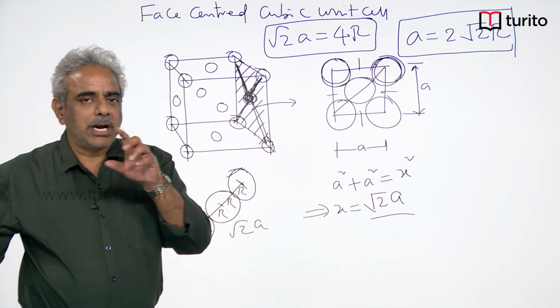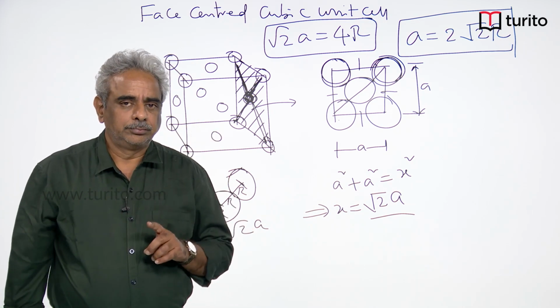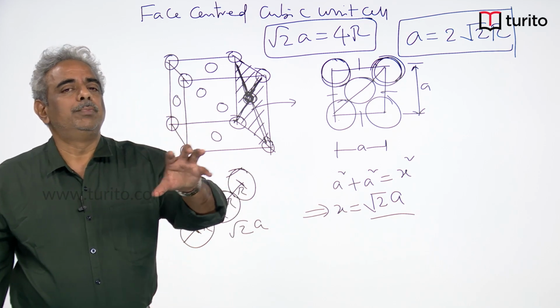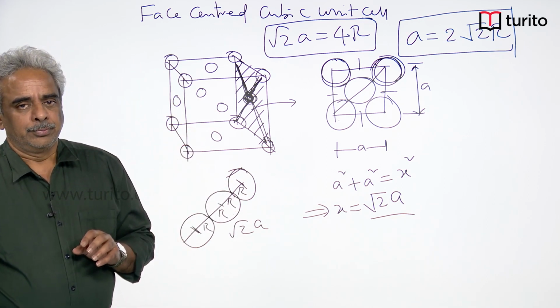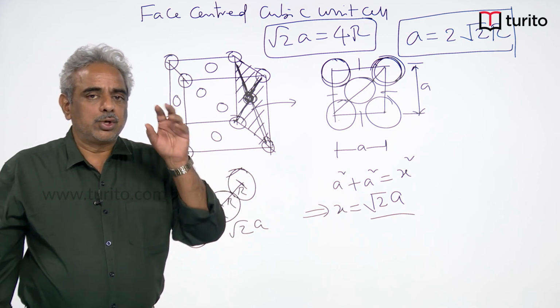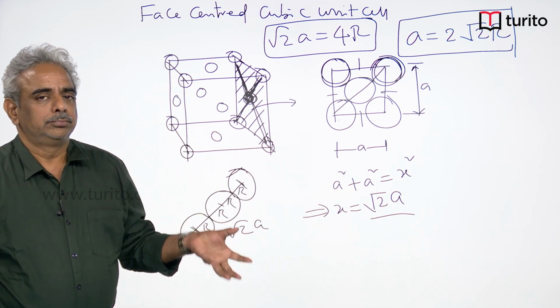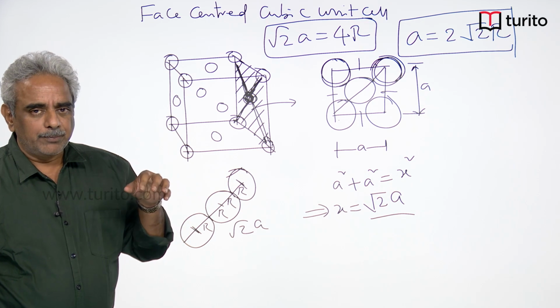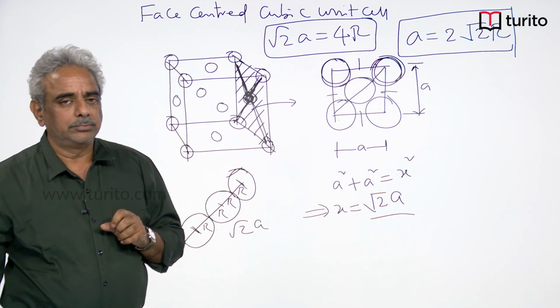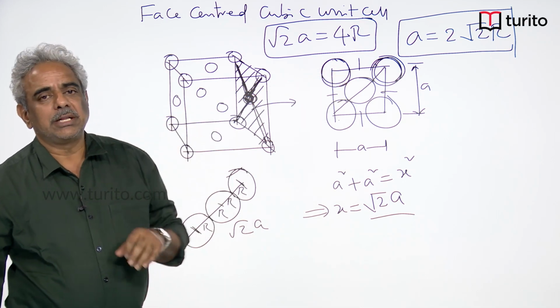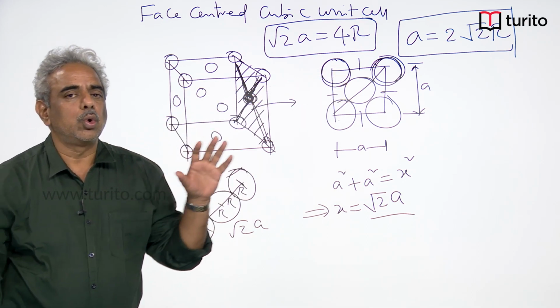In every unit cell I am deriving a similar thing. In primitive cube, the edge length is given by 2r. In the body centered cubic, the edge length is given by 4 by root 3r. In face centered cubic, edge length is given by 2 root 2r.